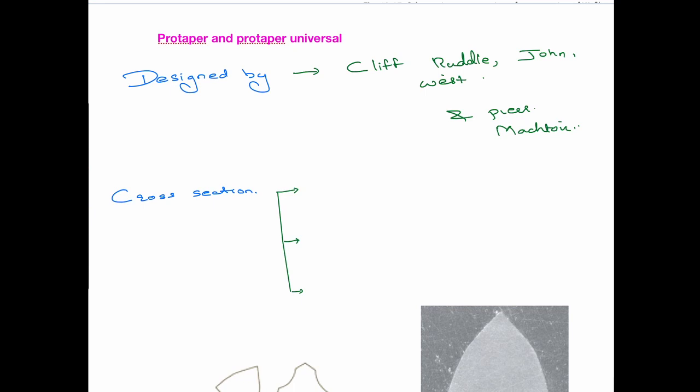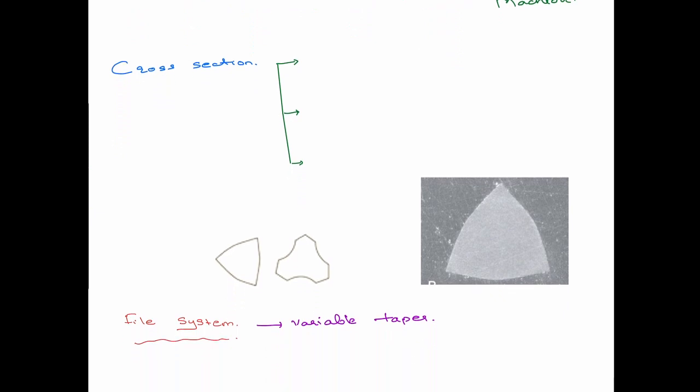Now we'll come to the cross section. Remember the first generation, just go and revise the first generation cross section and come back. If you revise now, it will become easy. I'm not going to repeat it again and again. So now the cross section of the second generation.